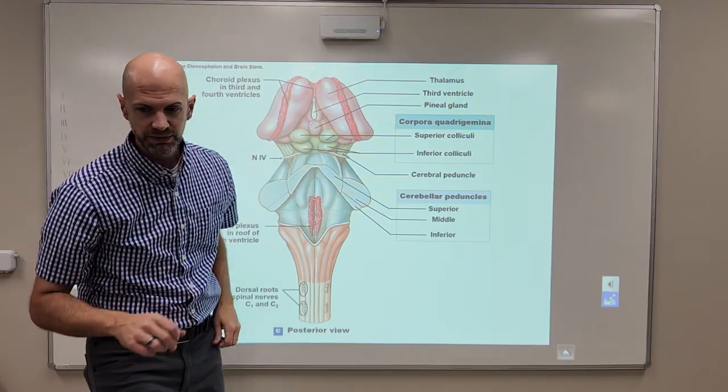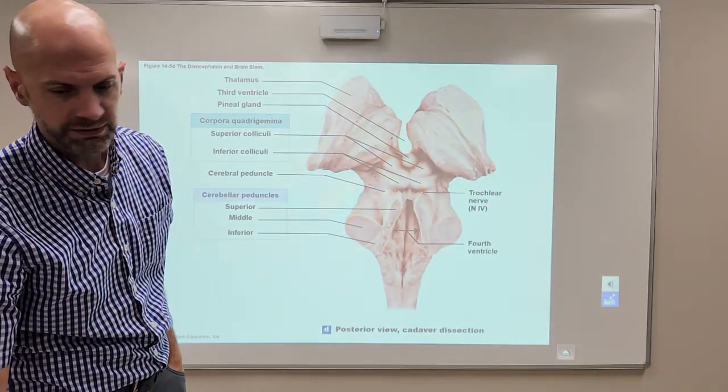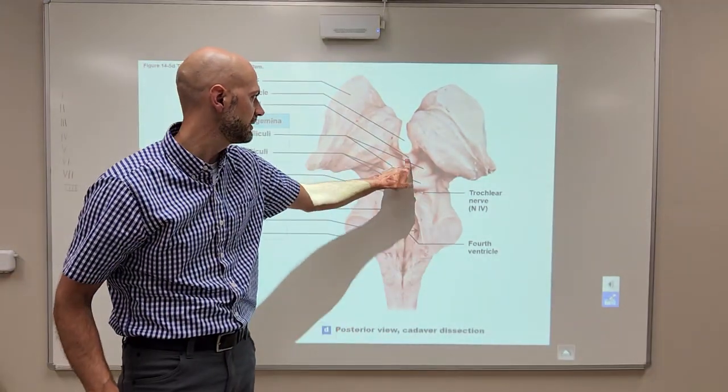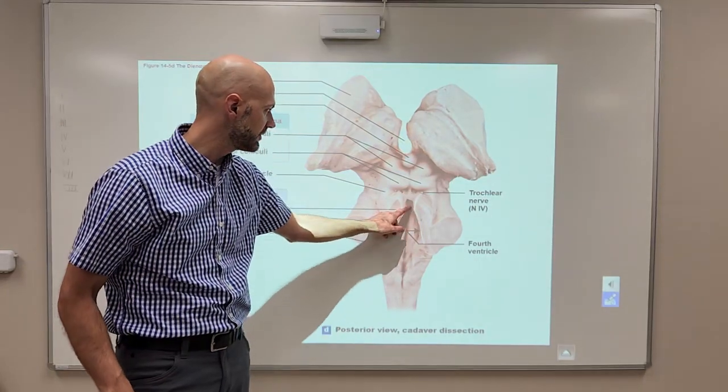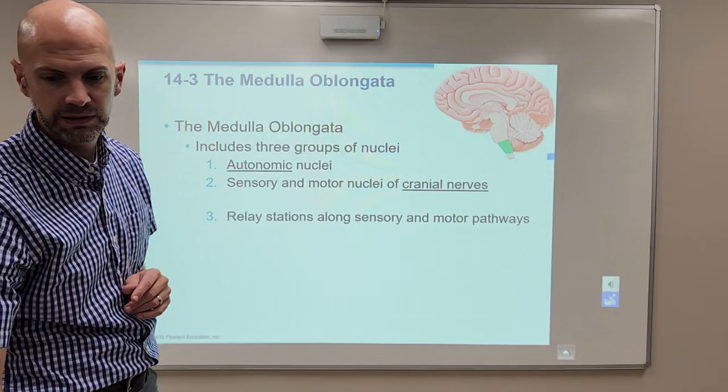And let's keep going. Here's what that would look like on a real cadaver. These are your corpora quadrigemina, pineal gland, the opening to the 4th ventricle, cut surfaces here, your peduncles. We'll talk about those later.